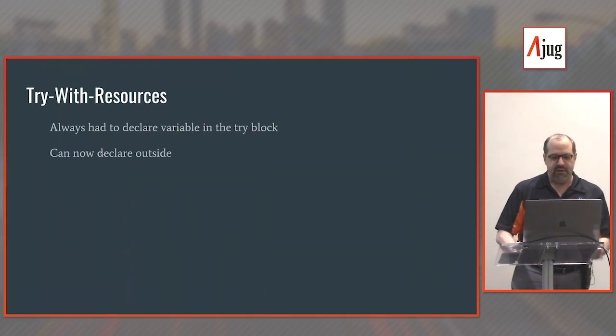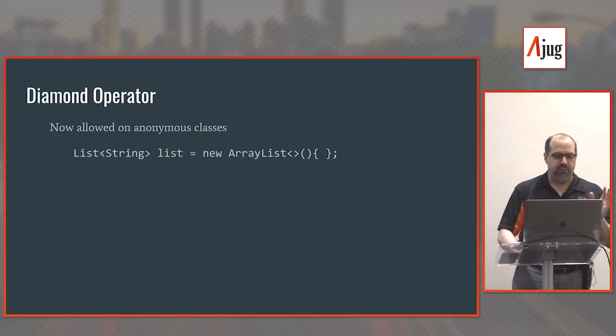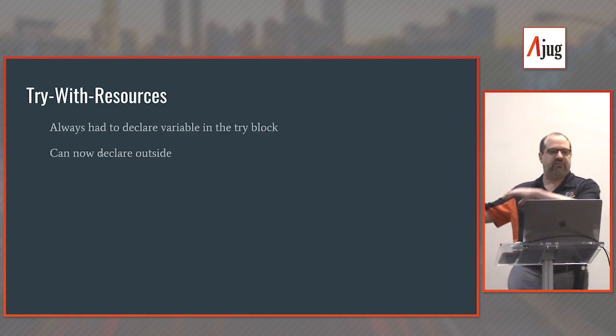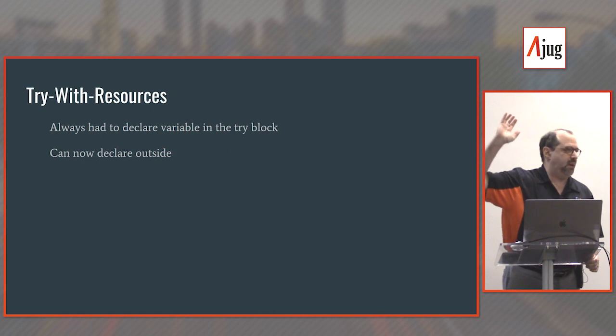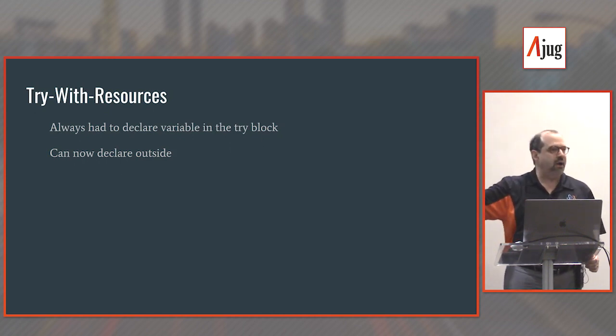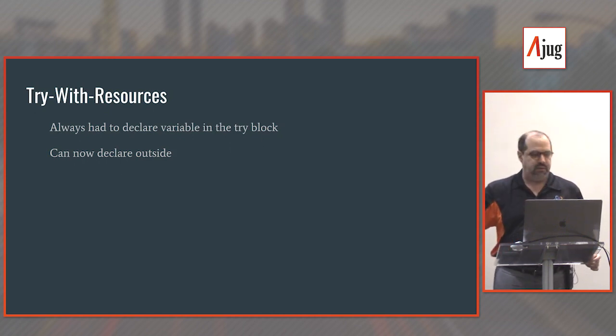And in Java 9, I'll get back to safe var args. They added, you can add that annotation even to private methods now. So it's like it's been around for a while. They added it to additional methods.